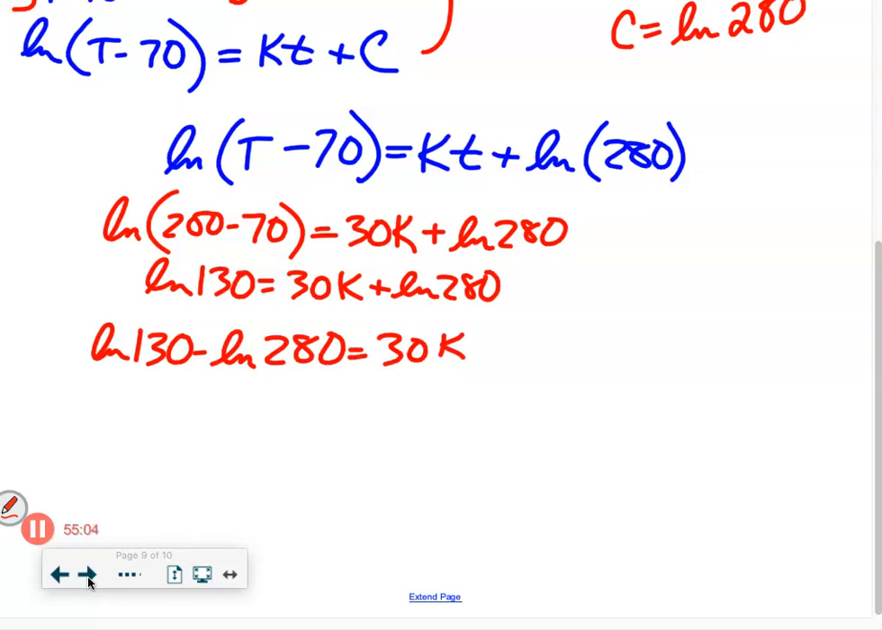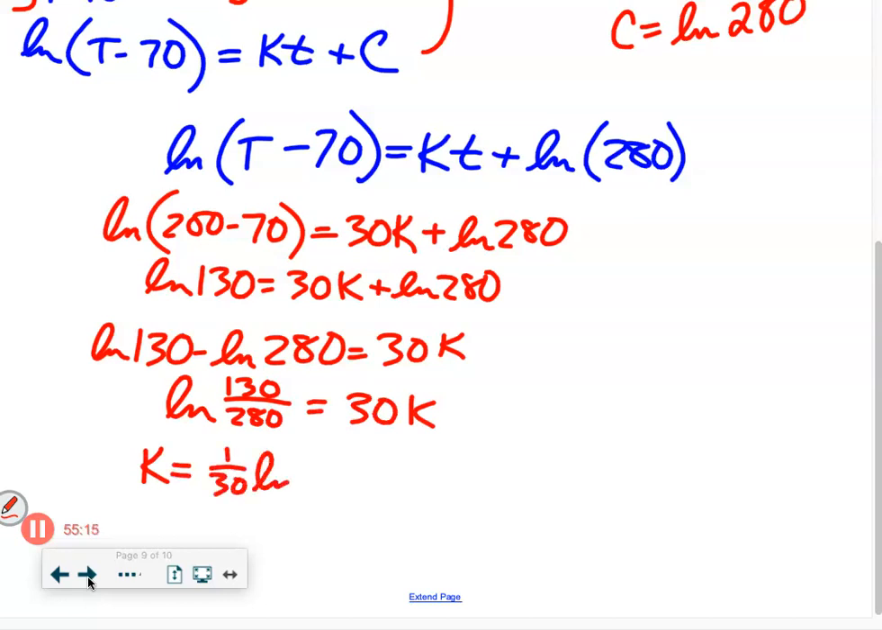I'm going to simplify the log, sorry. Makes me sleep better. All right, so k would be 1/30 ln, and I'm going to cancel the zeros, so 13/28. There's my k. K should always be exact.